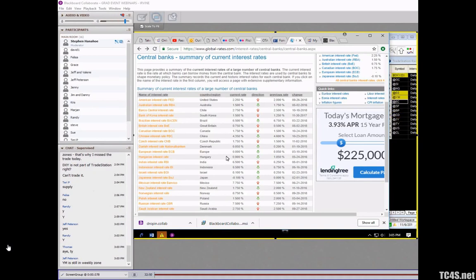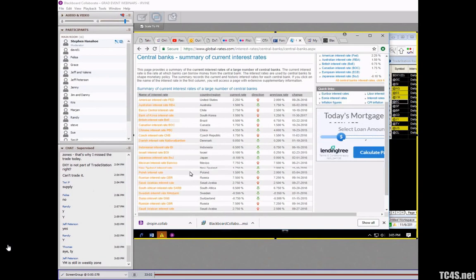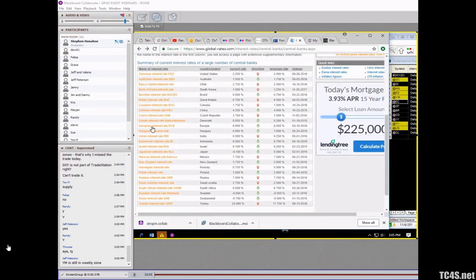So as we can see here, we're selling short the Australian dollar, the American dollar, which the Fed rate or interest rates are at 2.25% at the minute. So we're going long the US dollar, but at the same time, we're looking at the European interest rate in this case here, which is actually 0%. You see that?